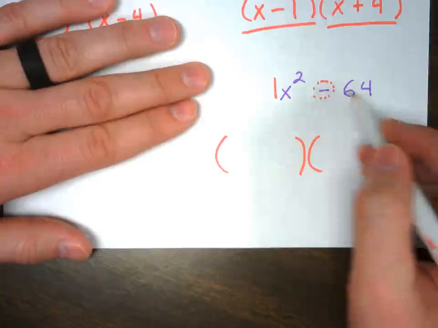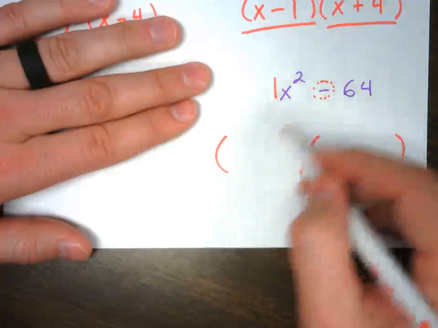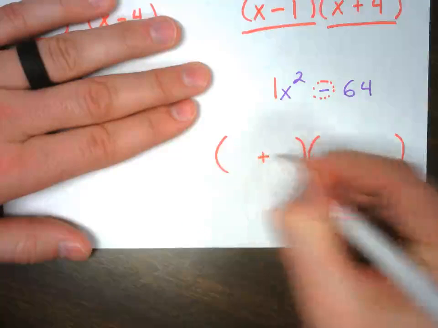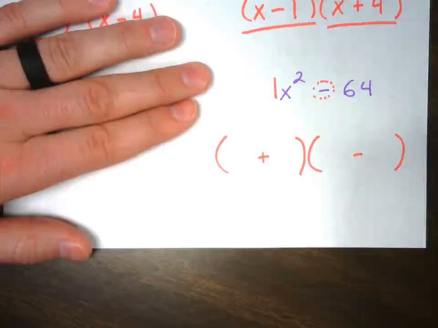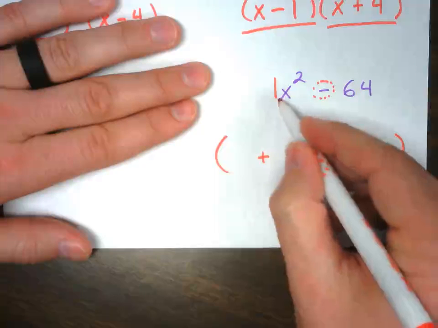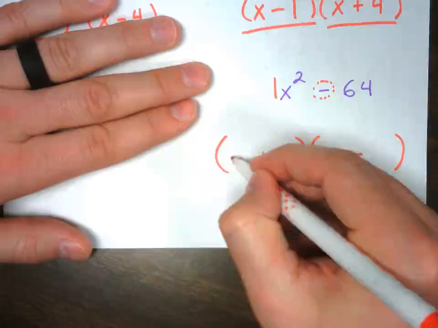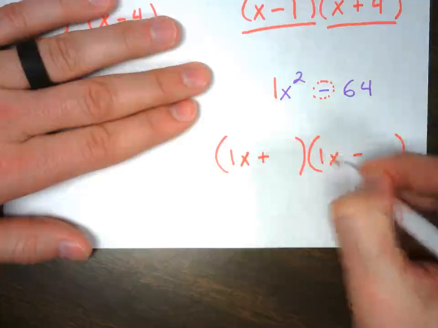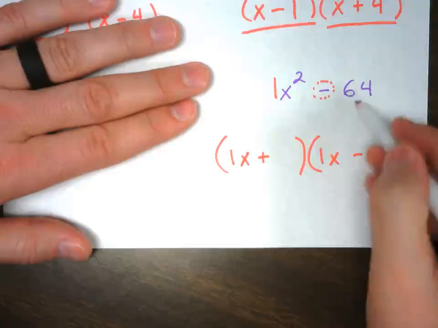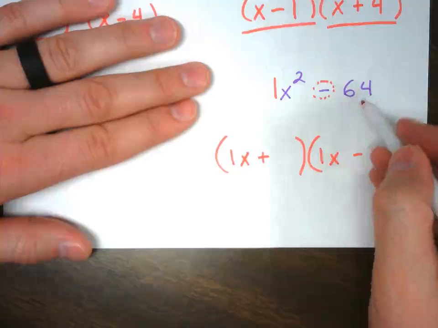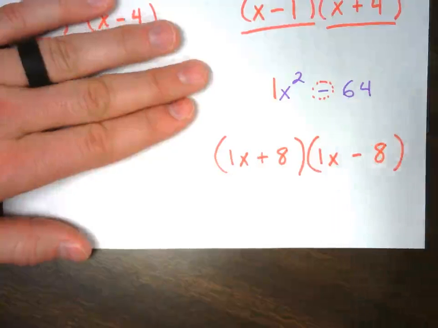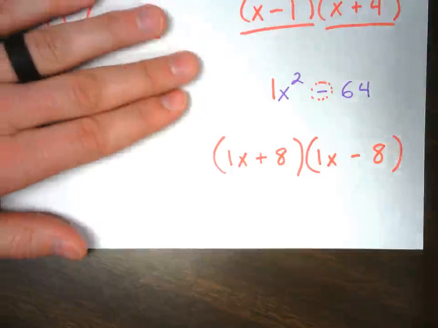Because we have both of those and there's a minus sign there, we can just go ahead and fill some things in. We kind of know that's going to be a plus and minus sign. What is the square root of 1? Well, it's 1. So you have 1. And then the square root of x squared is just x. So 1x we know goes there. And what's the square root of 64? Well, that's 8. So 8 goes there, and 8 goes there. And we're done. That's really all you need to know.